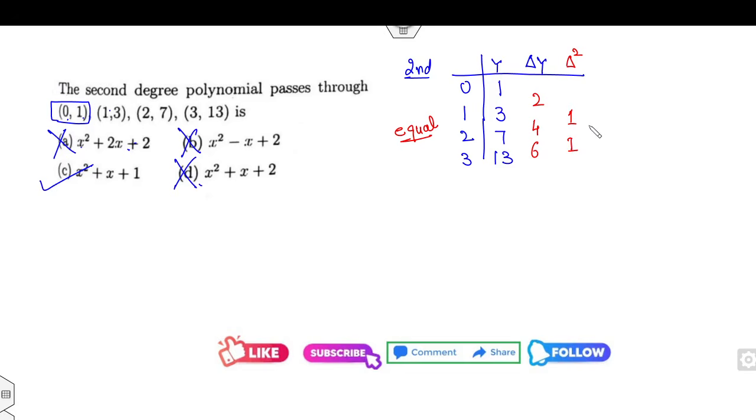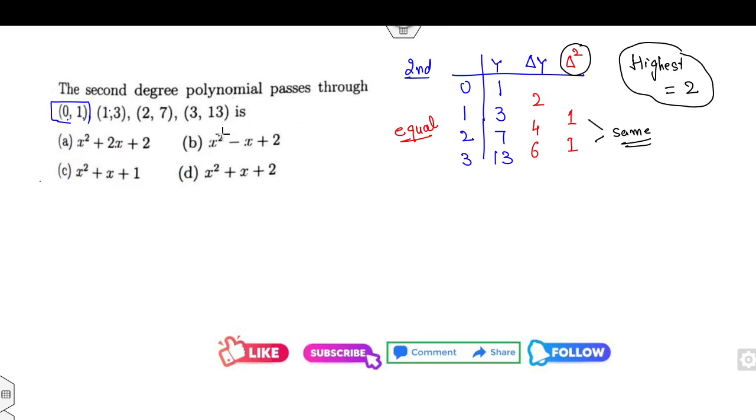Now you can see they are the same value. Once they are the same value, you can stop. So what is the meaning of that? The highest degree is 2. So if you look at the polynomial options, any with degree greater than 2, no. For example, if the third case is x cube plus x plus 1, since the highest degree is 2, this option will be cancelled.